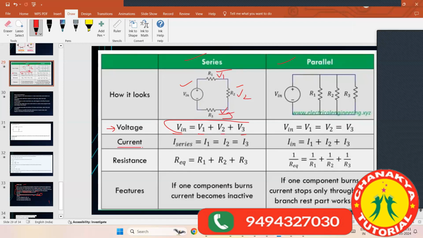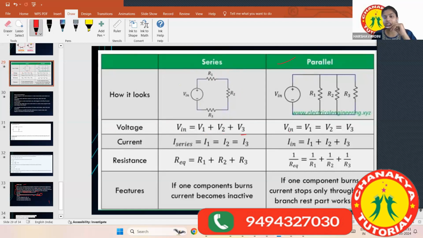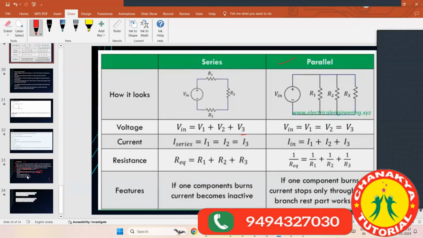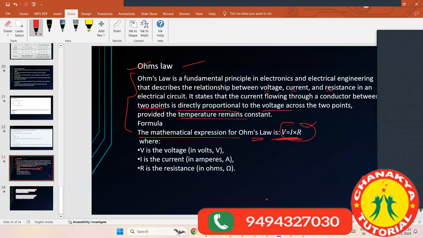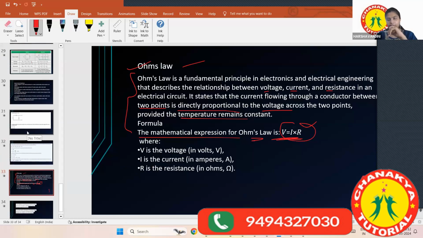Okay, ma'am, you can continue. In the parallel connection, again the formula of Ohm's law applies. V is equal to I into R, where V is volts, I is current, and R is resistance.